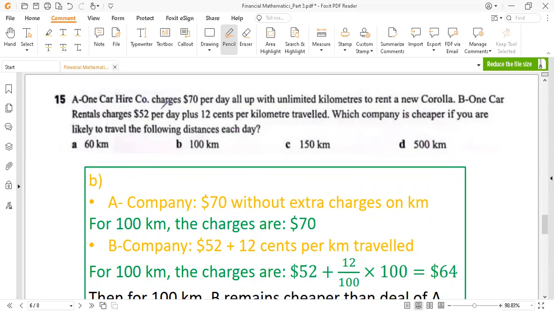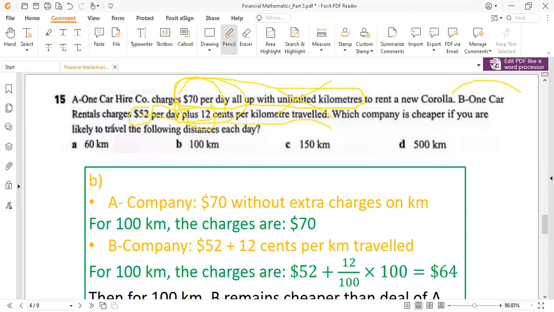Normally, A1 car hire charges $70 per day, all up, with unlimited kilometers. So the deal is without counting the kilometers of using this car. B1 car rentals charges $52 per day, plus 12 cents for each kilometer traveled.